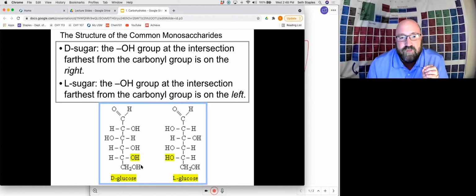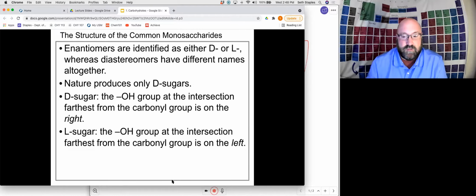But see how this one's written in the condensed form? That means that this one's not our chiral center. We're looking at these intersections, for lack of a better way to put it. So we're looking at all these intersections here, and this is the intersection in our Fischer projection furthest from our carbonyl. And so we see the OH on the right. That means this is D-glucose. The OH on the left means that this one is L-glucose.